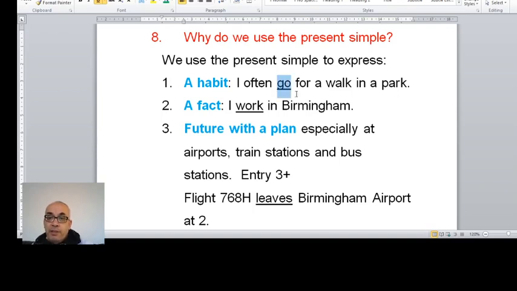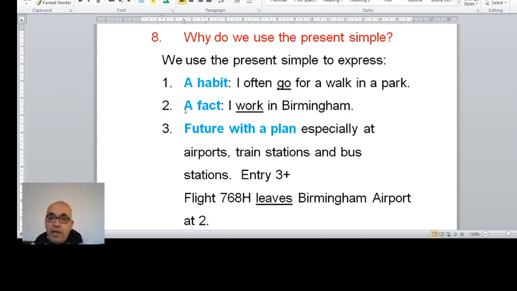It is simple present. Now this sentence means it is my habit to go for a walk in a park. But English people say this in a different way. They say, I often go for a walk in a park. But what is the meaning of this sentence? What did I say? It is my habit to go for a walk in a park.